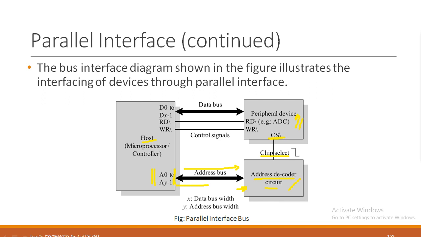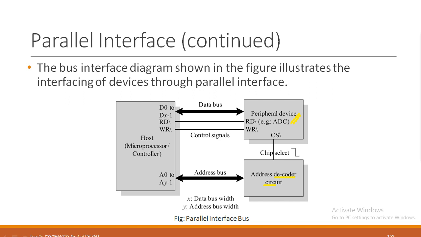So the address sent by the host is decoded here, in the decoder circuit, and if the address belongs to this device, this CS gets activated. Okay. So the way to make this device active is by using a decoder circuit.